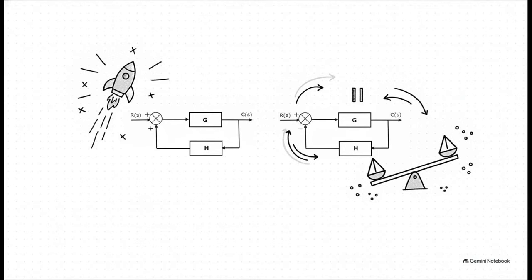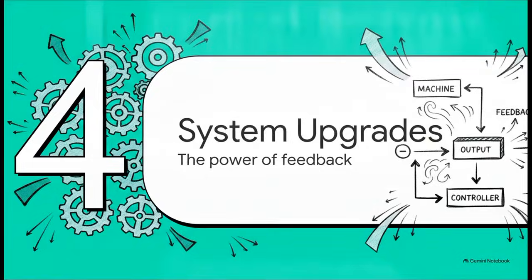First, you have positive feedback, which adds the output back to the reference input, essentially multiplying the effect. But the real star of the show is negative feedback. This crucially reduces the error between the input and output. It is the exact mechanism that prevents systems from spiraling totally out of control and keeps everything perfectly balanced. Now let's see this in action.